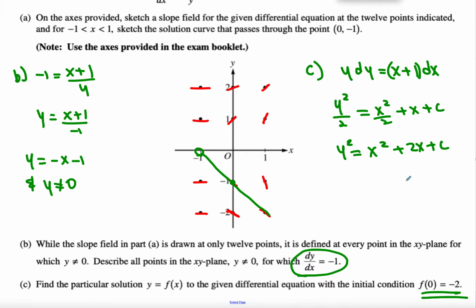So I'm going to plug in 0 and then -2. When I plug in -2 in place of y, we get -2 squared equal to 0 squared plus 2 times 0 plus c. Then you get to realize that c must be equal to 4.